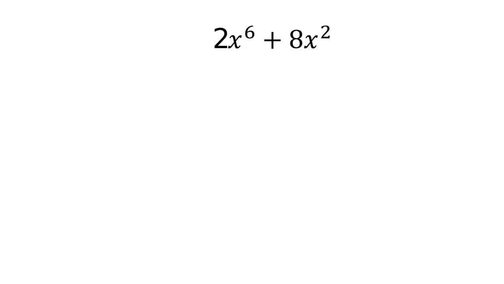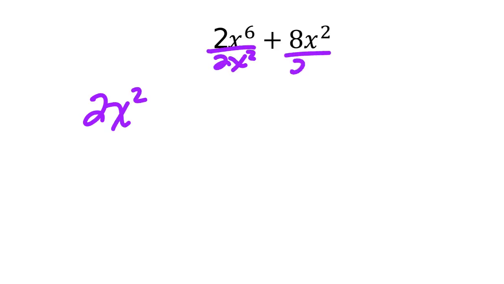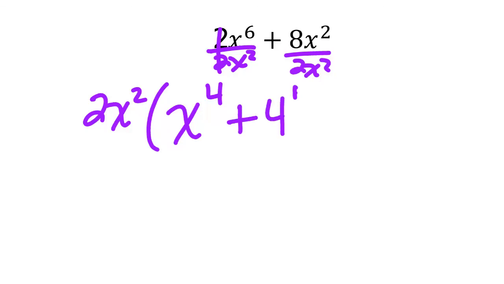Okay, good. All right, so what's our GCF here? 2x squared. If I divide everything by 2x squared, what are we left with? 2 divided by 2 is 1. And x to the 6 divided by x squared, you subtract the exponents, it's going to give us x to the what power? 4th. And then 8 divided by 2 is 4. And then x squared divided by x squared is 1. So I get x to the 4th plus 4.